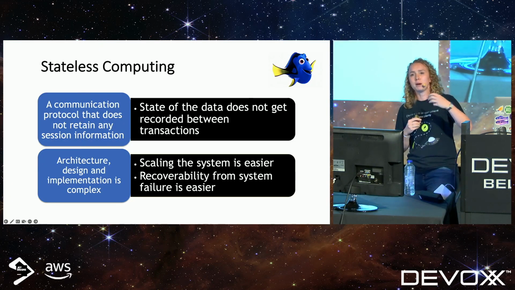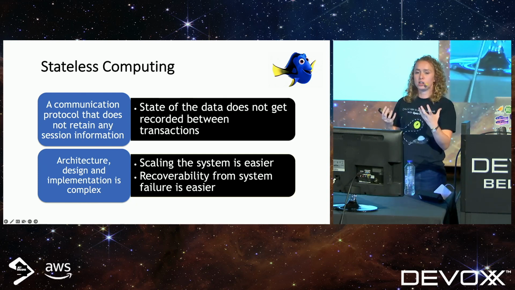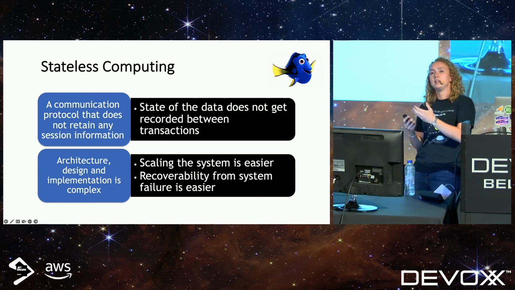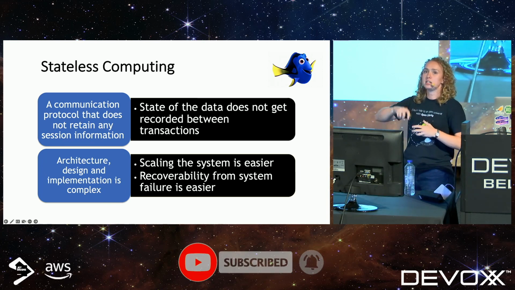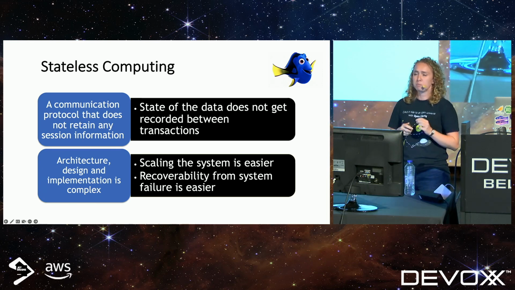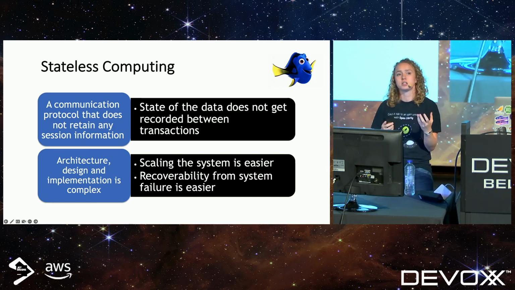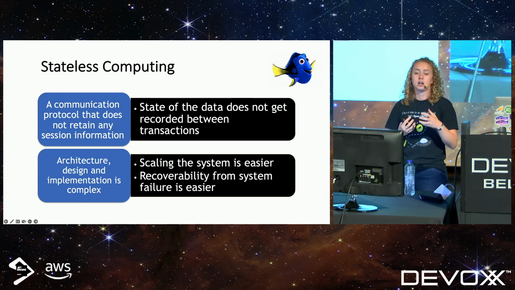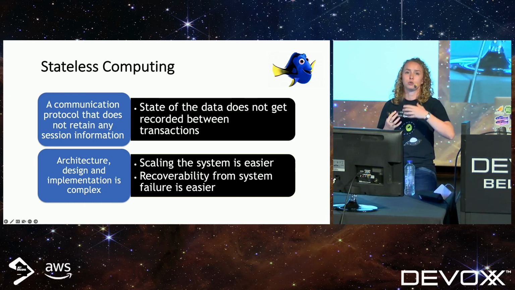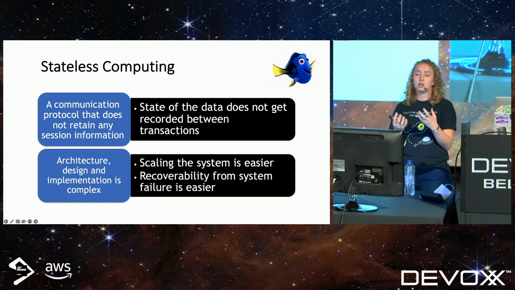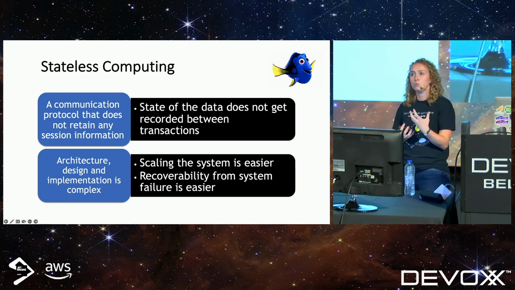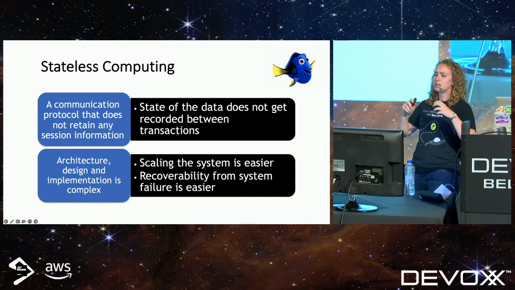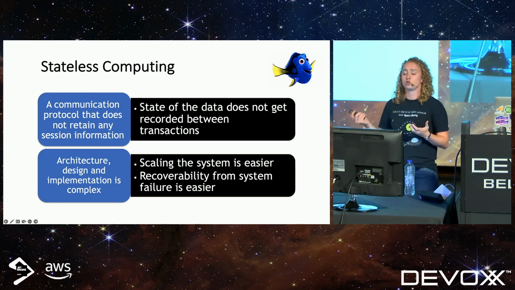So going back to a more technical definition of these terms, what we mean by stateless is really where we're not retaining any session information. So the state of the data doesn't get recorded between transactions. What that means when it comes to architecture and design is that it can actually be a lot easier to scale and recover from potential failures or bottlenecks within your application, because you don't have to be thinking about reinitialization of any state within your microservices. You can bring them up fairly quickly and easily. And so that's representative of that really responsive nature of Dory.